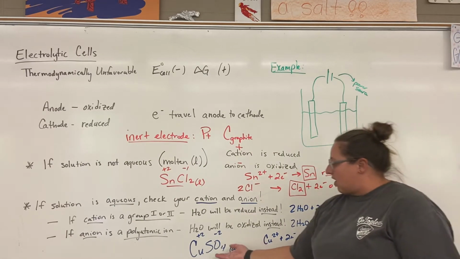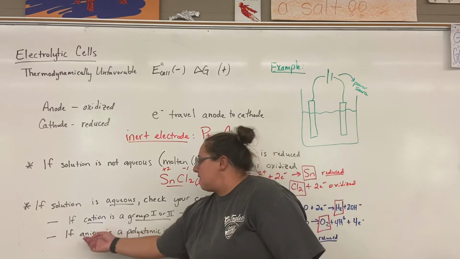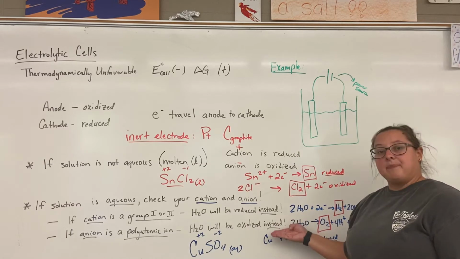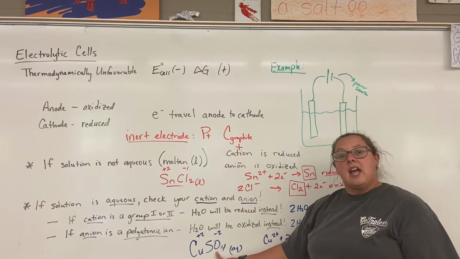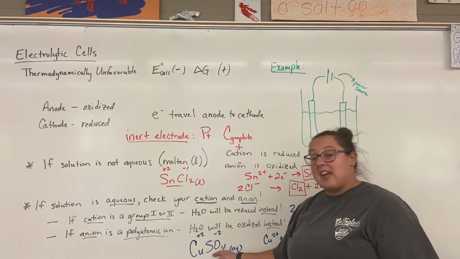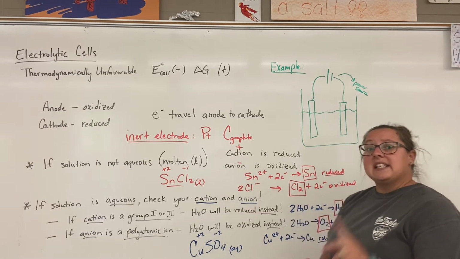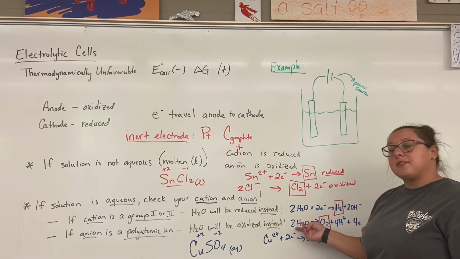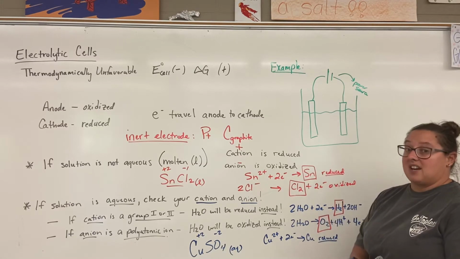Before we do that, let's talk about the species that will be oxidized. Now, for the oxidized rule, it says if the anion is a polyatomic ion, water will be oxidized instead. So we do have a polyatomic ion present here. And so what does that mean? Because this is a polyatomic ion, this sulfate is not going to be oxidized. It's just going to remain floating in the solution here. Instead, water will be oxidized. And so when we write the half reaction, we have to write the half reaction for water going to oxygen, because that is the oxidized half reaction.